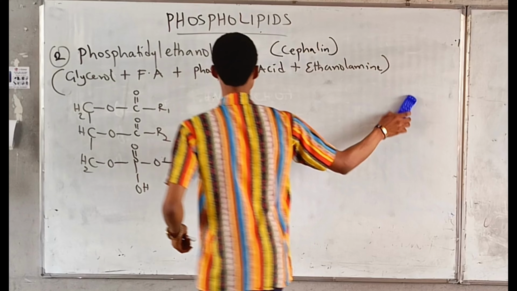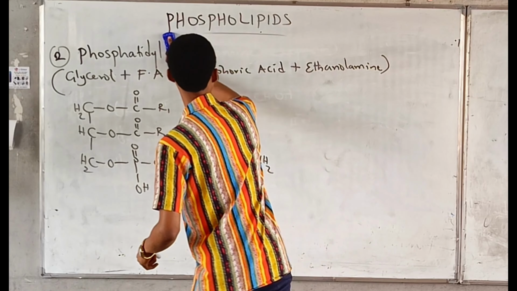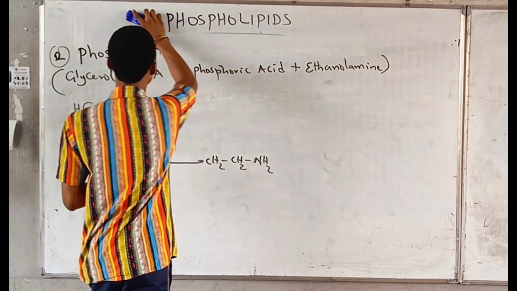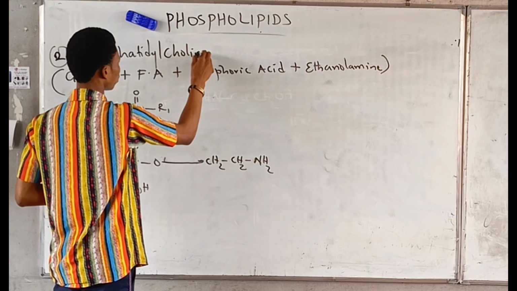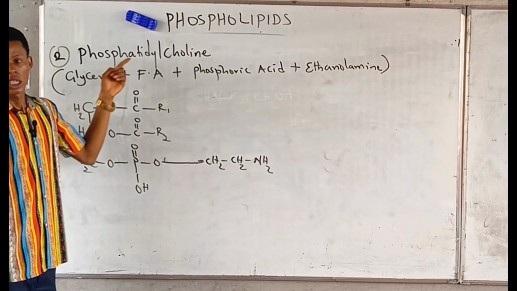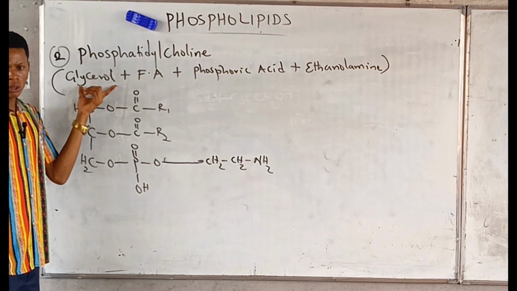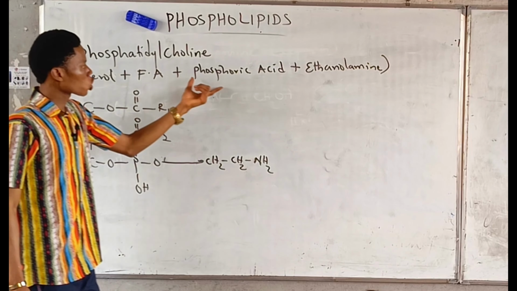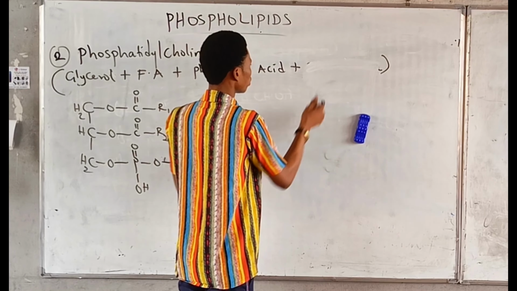So let's see how we can draw phosphatidylcholine. We've drawn phosphatidyl ethanolamine. Now phosphatidylcholine. If you want to draw phosphatidylcholine, you agree with me that phosphatidylcholine is made up of glycerol, fatty acid, phosphoric acid, and what? What's the head group? Choline, right? So choline.